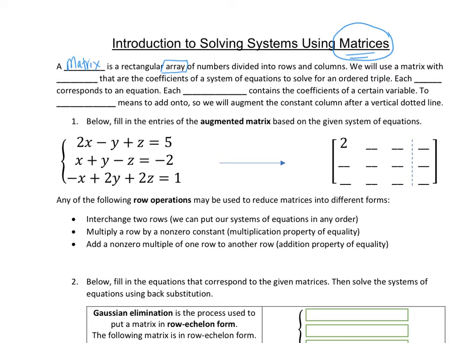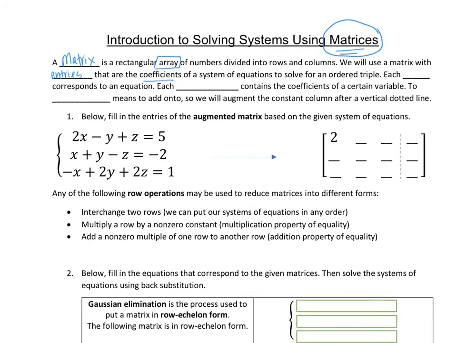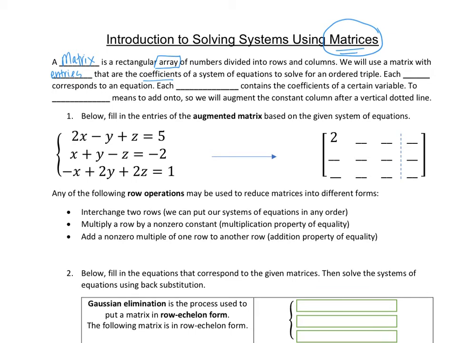So these are going to be with entries that are the coefficients of the system of equations to solve for an ordered triple. So each row will correspond to an equation, and each column will contain the coefficients of a certain variable. To augment means we're going to add on to, and so we will augment the constant column after a vertical dotted line. So let's see what that looks like.